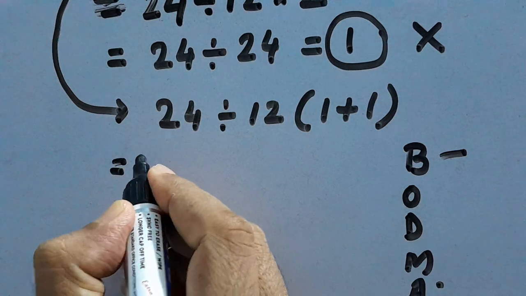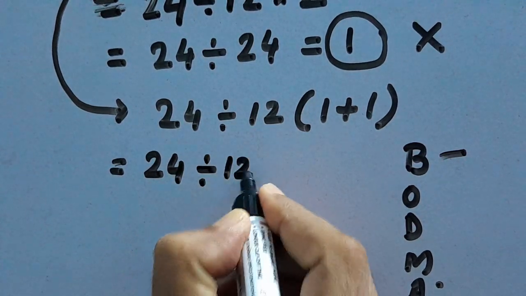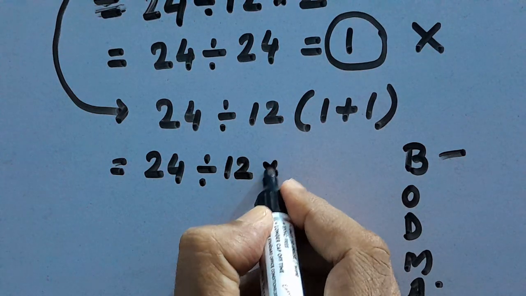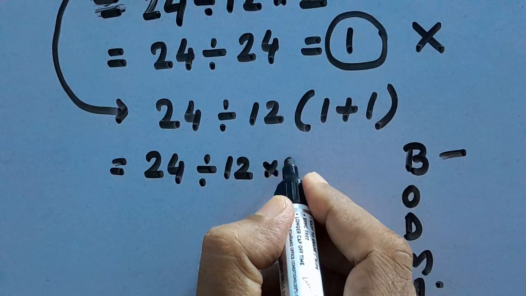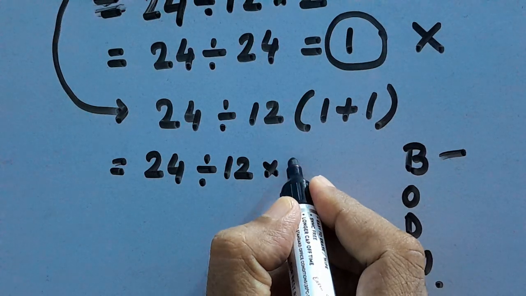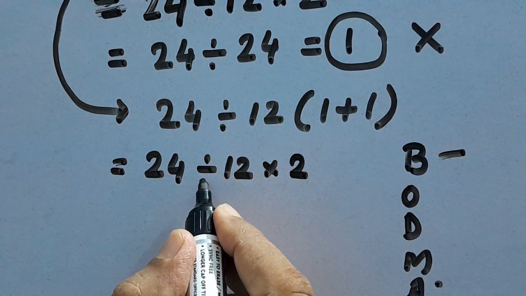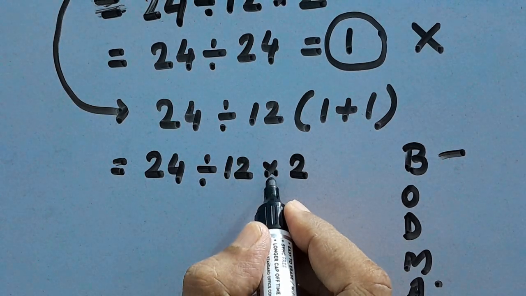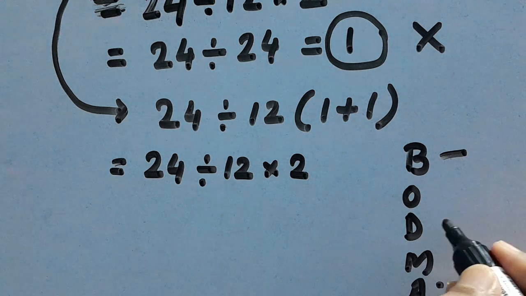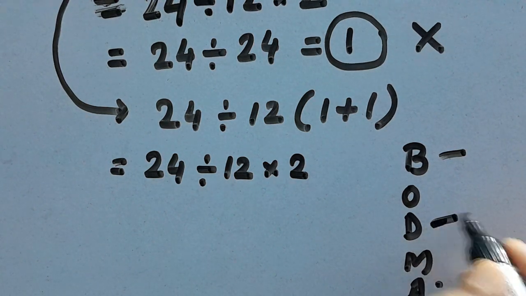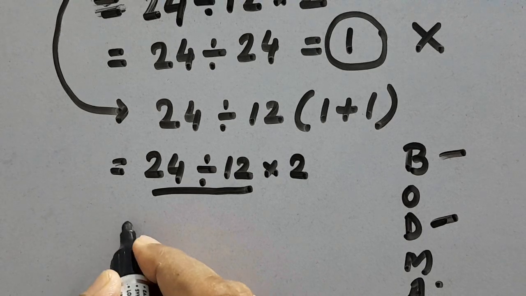So this becomes 24 divided by 12, and this is a multiplication sign. Within the bracket it is given 1 plus 1. So 1 plus 1 is equal to 2. Now here division is given and multiplication is there. So after that, the division part we have to do first. So this part we have to complete first.